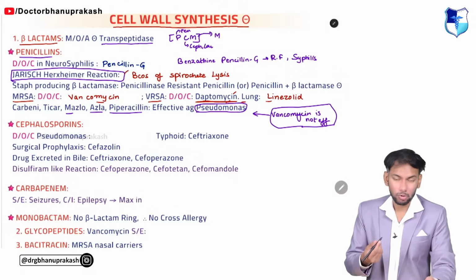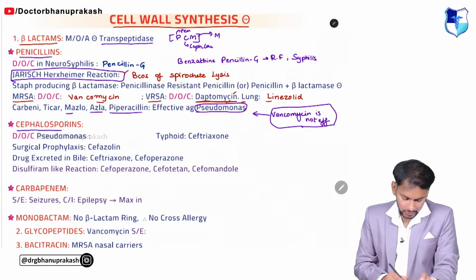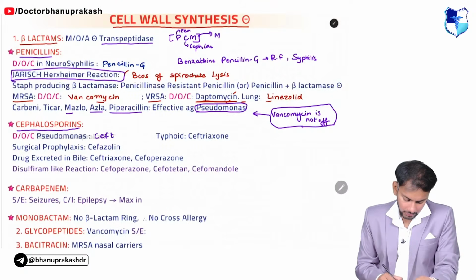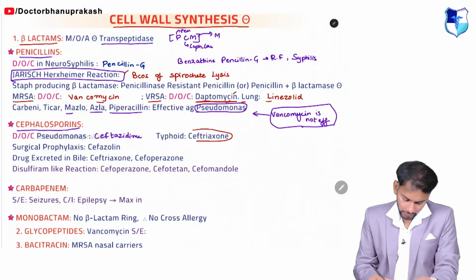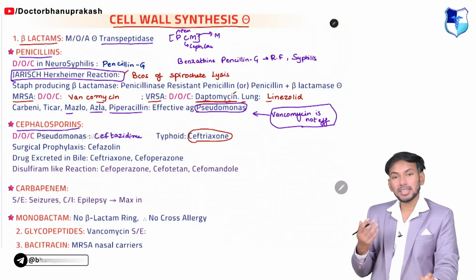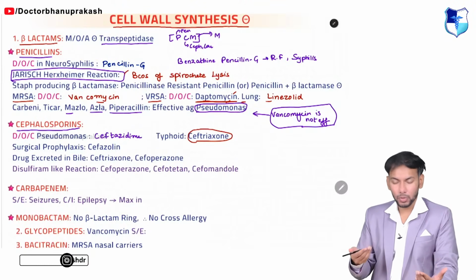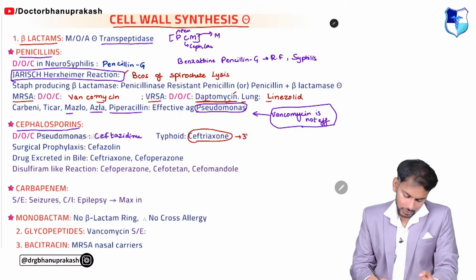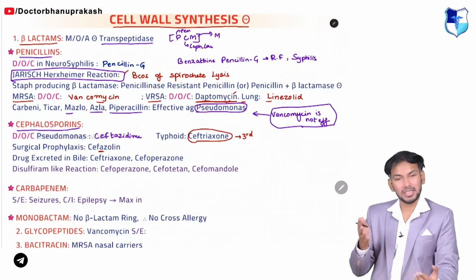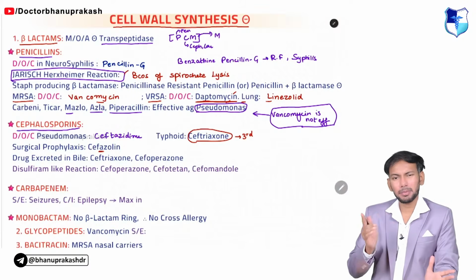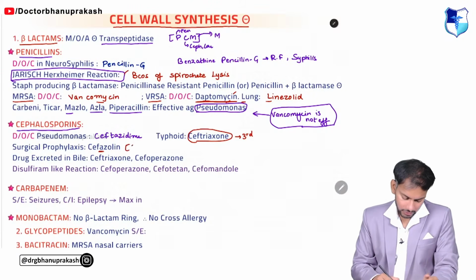Now, coming to cephalosporins. The drug of choice in Pseudomonas is ceftazidime. It is ceftazidime. For typhoid, it is ceftriaxone. And in surgical prophylaxis, you will give cefazolin. So, ceftriaxone is a third generation. Cefa means cef is given, that is a cephalosporin. A means the first letter, so this is the first generation.